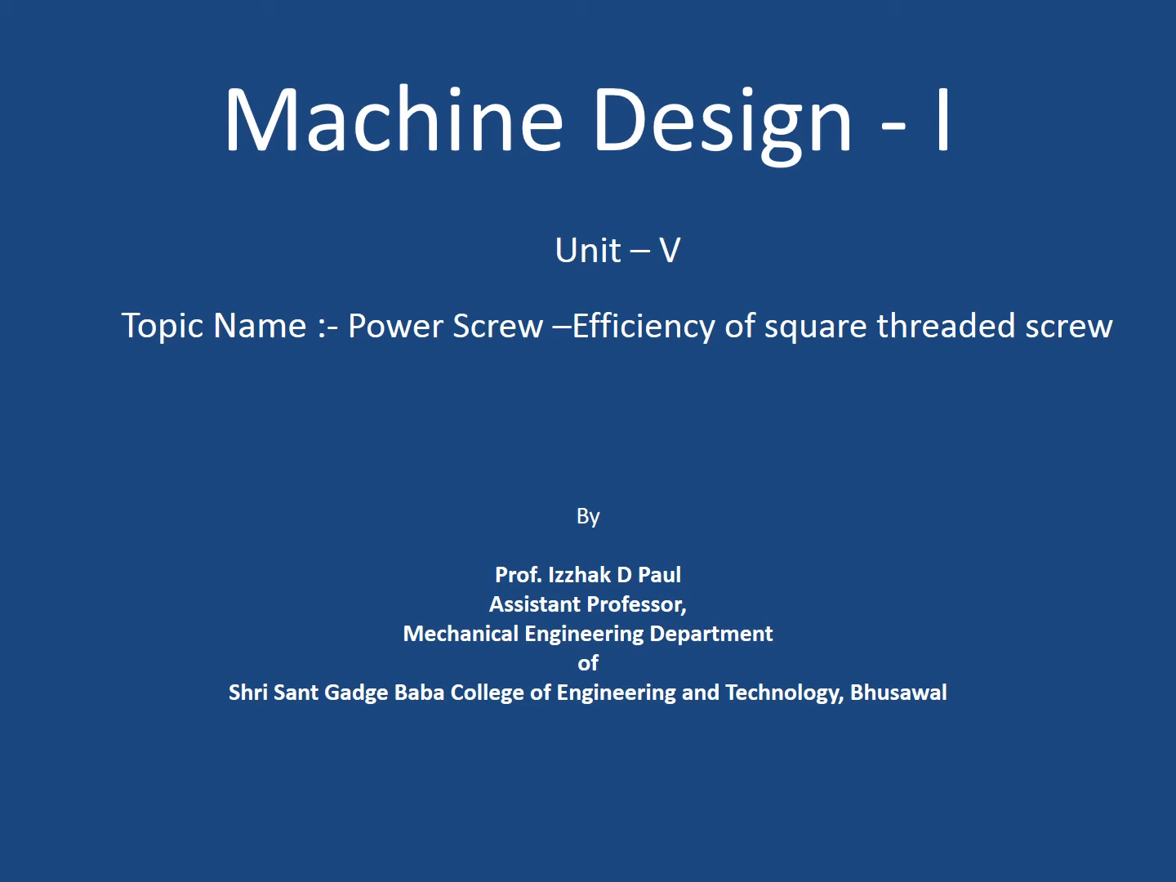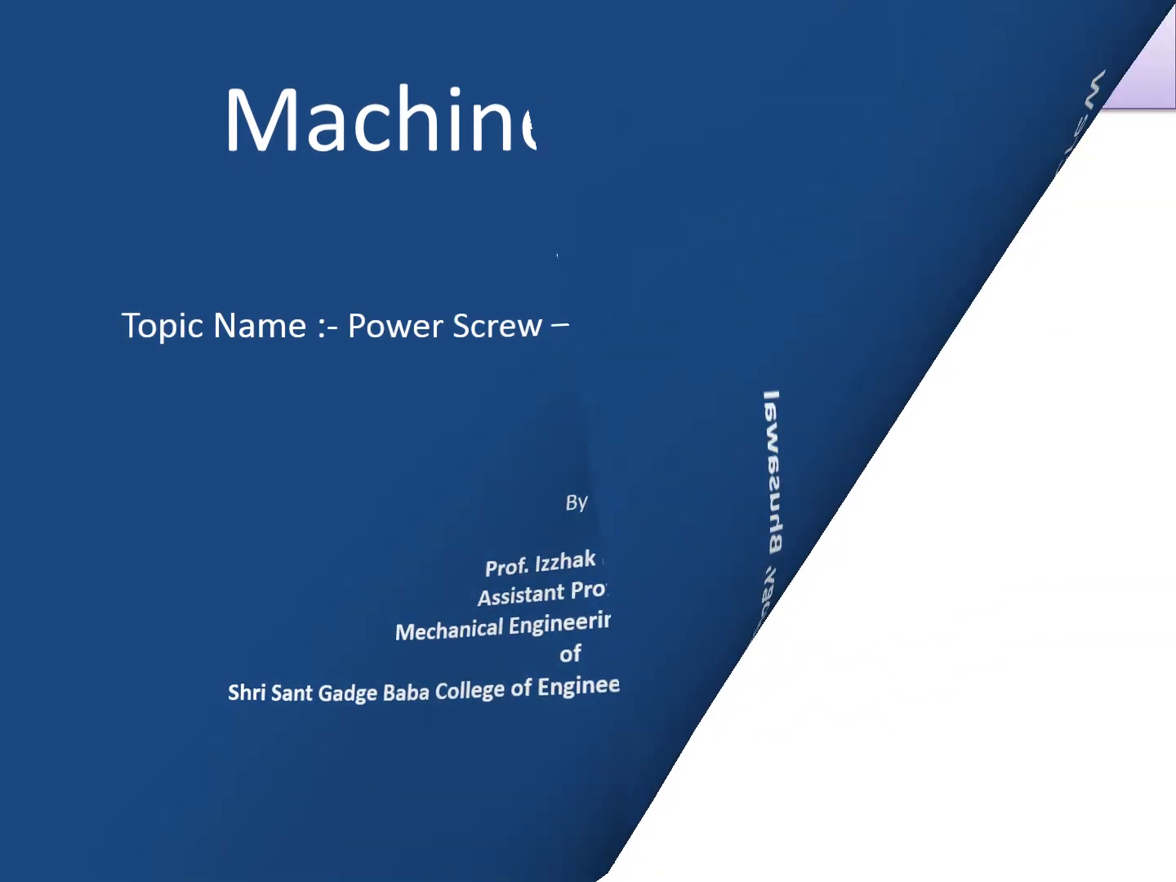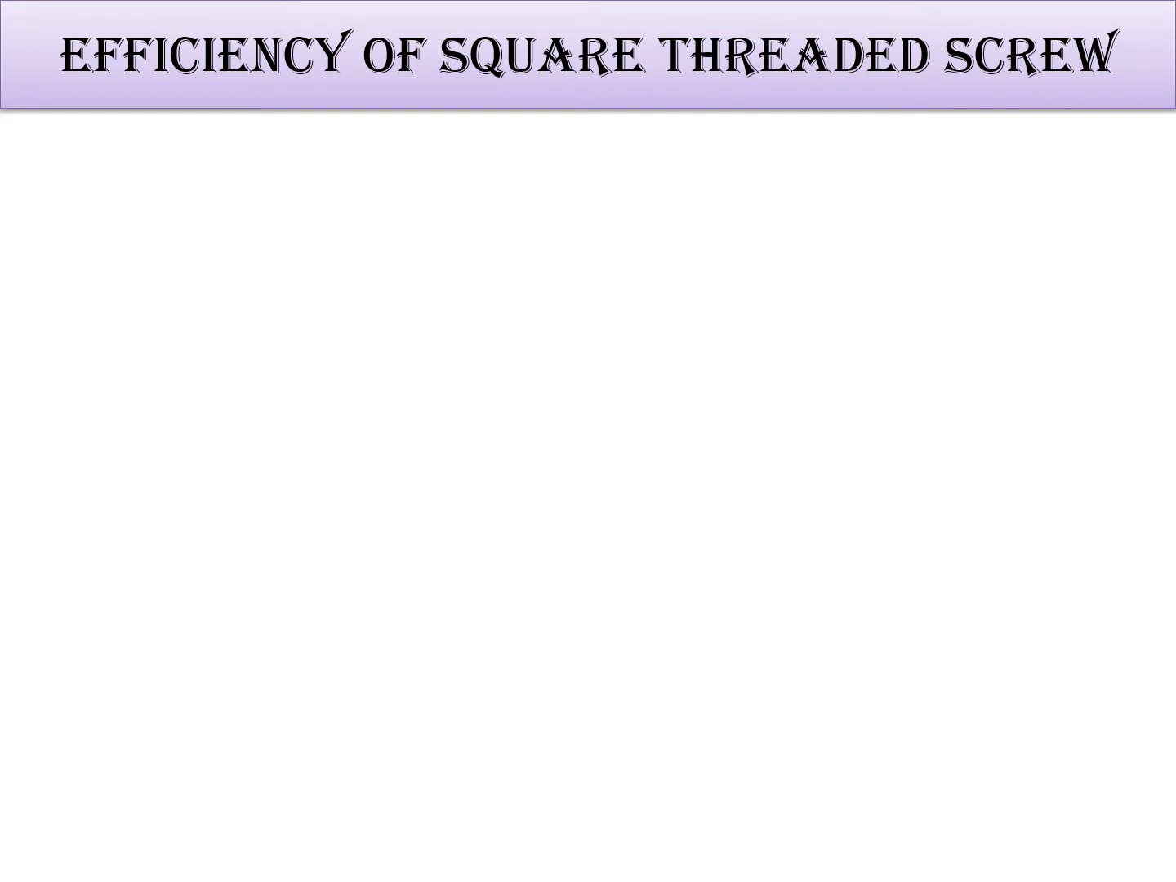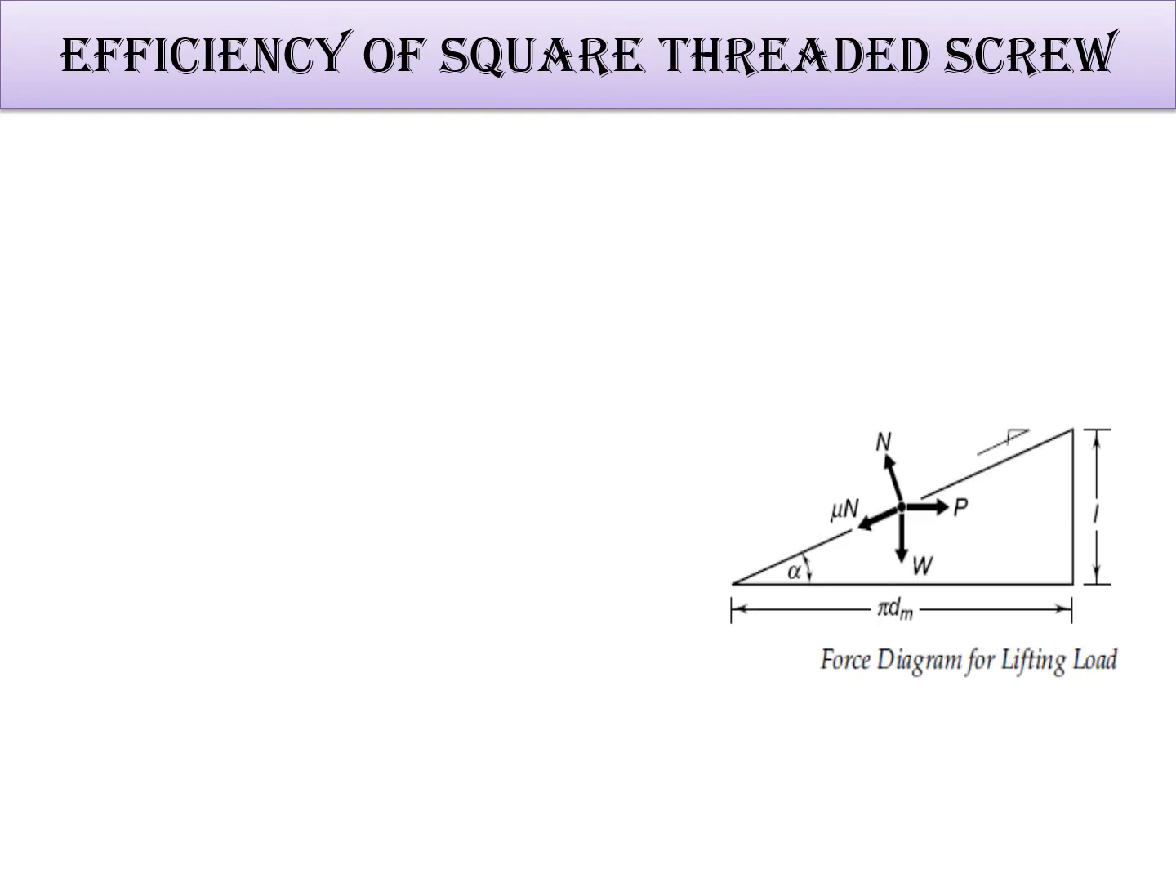Okay, good morning, friends. So, the next topic in power screw is efficiency of square thread. We know that square threads are very important in power screw. So, the efficiency of square threads can be seen by this.